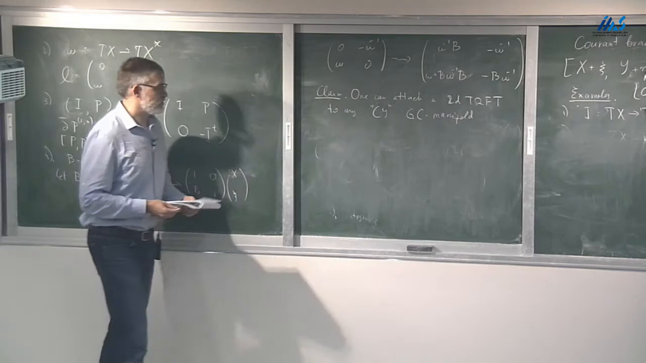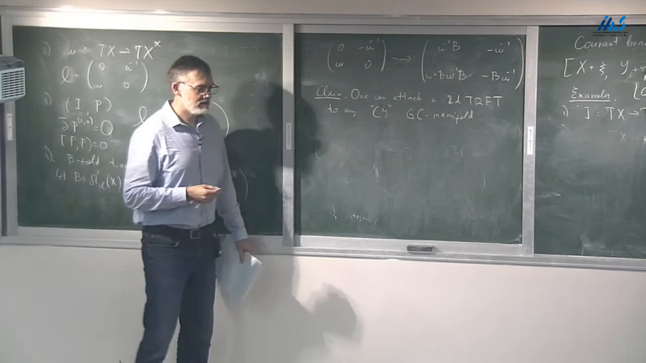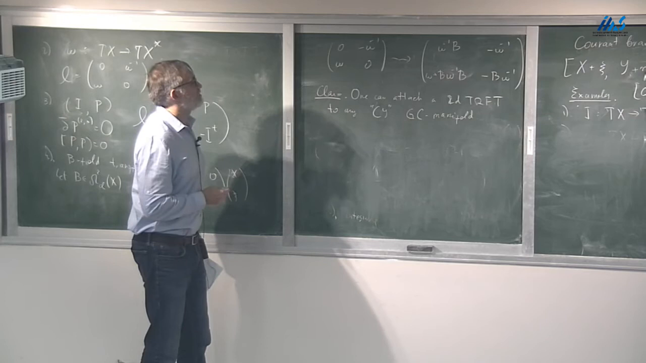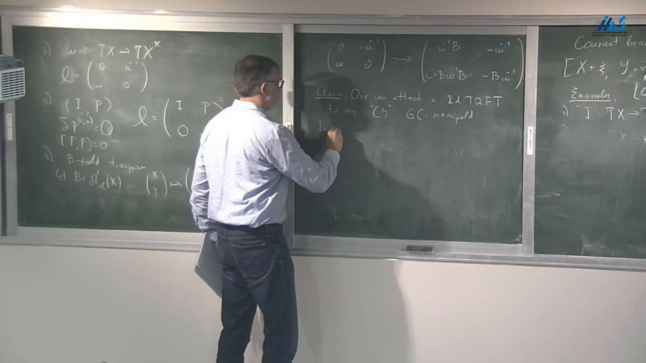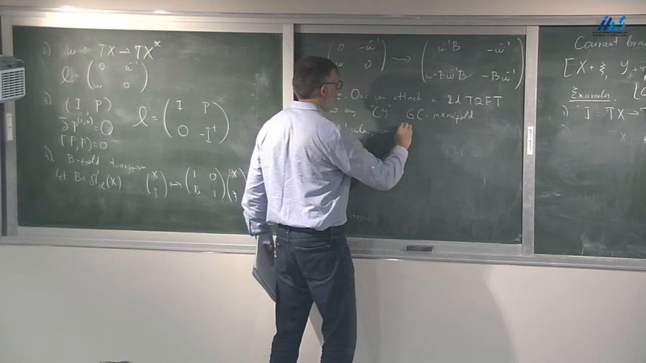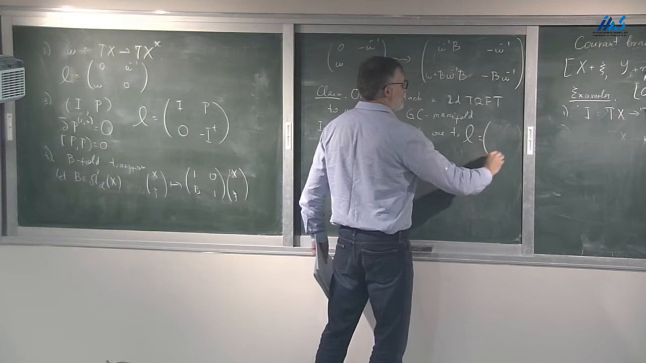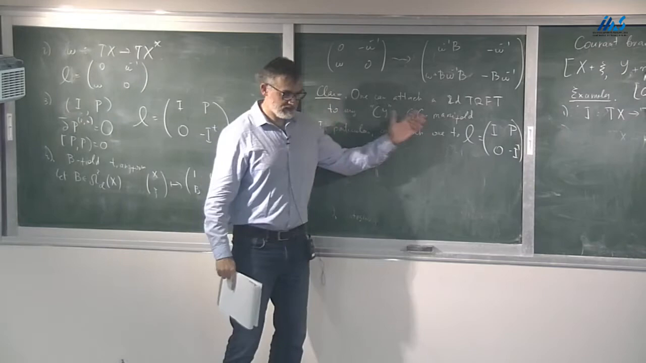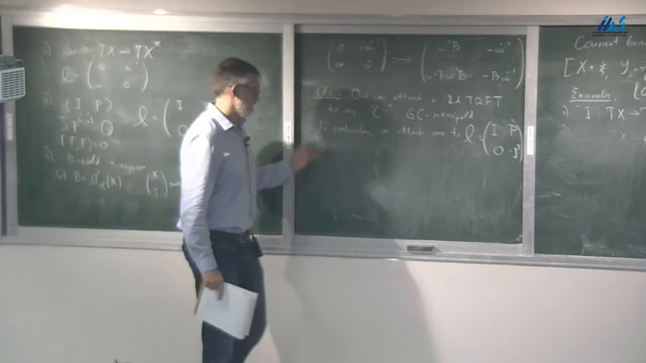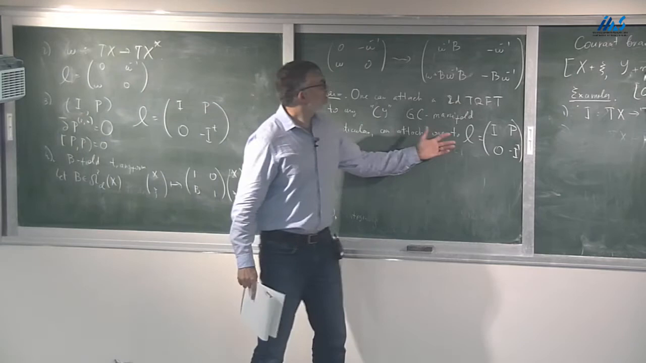So one can attach a two-dimensional topological field theory to any Kolobyov type generalized complex structure. I don't want to explain what Kolobyov means in the generalized context, but there is some condition there. In particular, you can attach it to a generalized complex structure of this form, the upper triangular one. You can just write out the classical action for the corresponding field theory, and set up the path integral for this field theory.